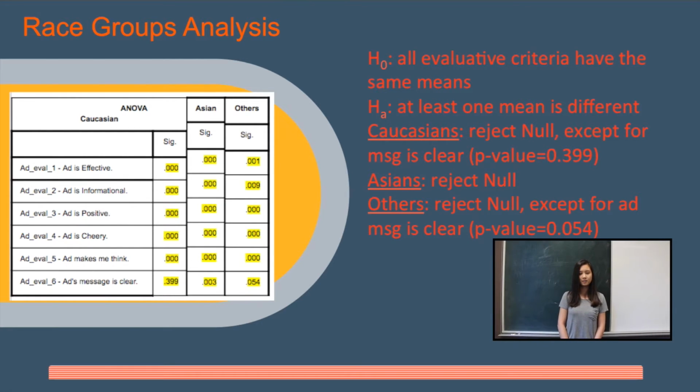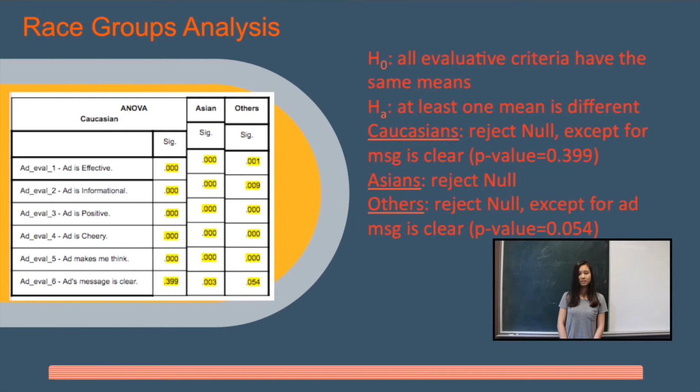Overall, there is a consistency where every race group finds type 2 ads the most effective, followed by type 3 and then type 1. Also, Caucasians in the overall sample put more thought into viewing the ads, which possibly explains why they find ads more informational than others.